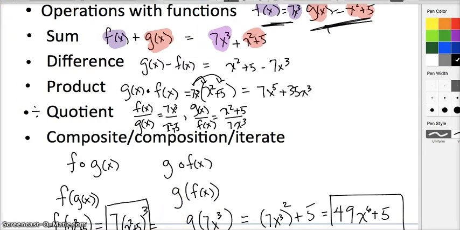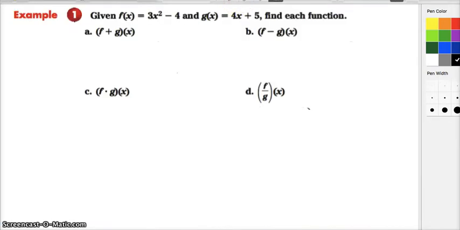Let's get started with some examples. So literally our example looks a lot like, not examples, but the vocabulary that we just played around with. So here we're finding the sum of two functions, the difference of two functions, the quotient of two functions, and the product. So you guys should be well equipped to do this on your own.